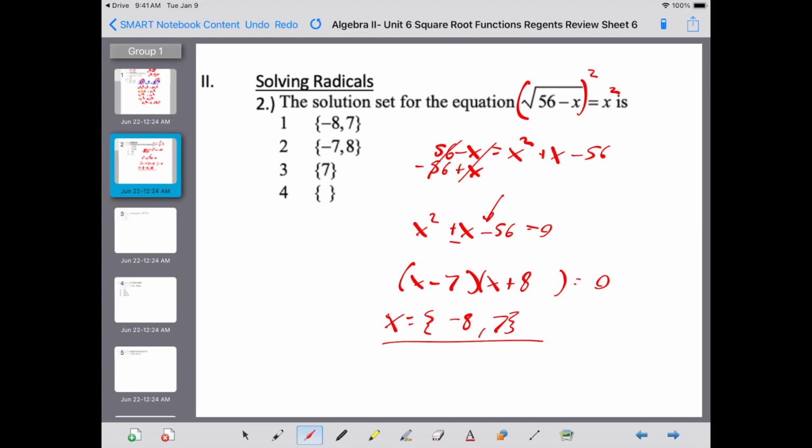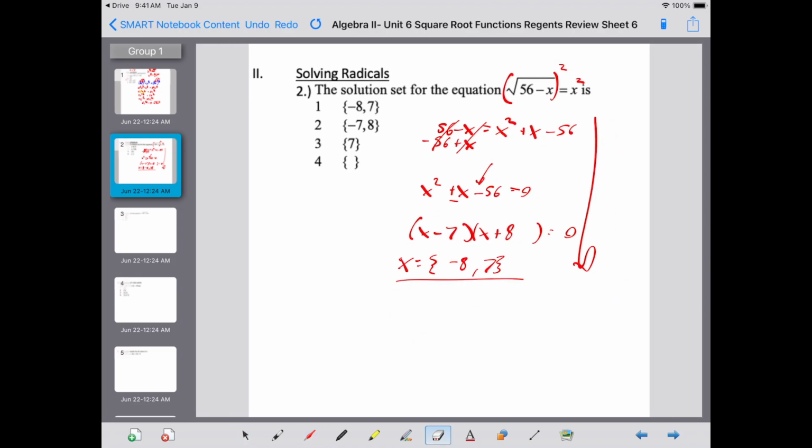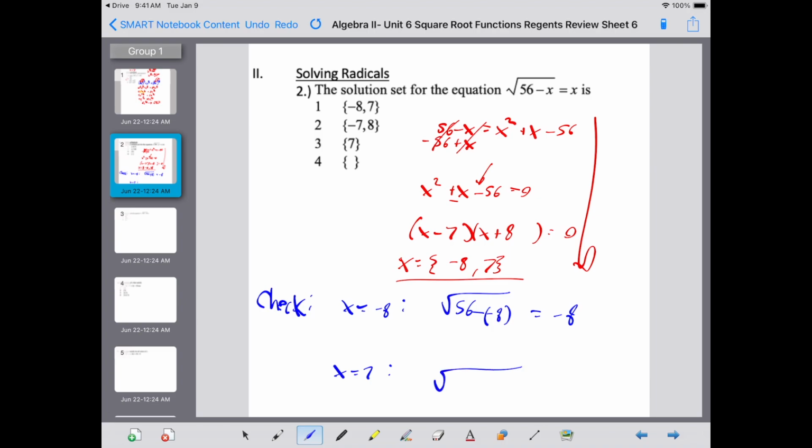So if students could get to this point, right? A lot of times they're so confident in their answer that they just stop right there. Remember, you must check for extraneous solutions. This probably isn't your answer. So, with radical functions, the way you would check that, you just plug in. So first let's check negative 8. And then we're going to check 7.